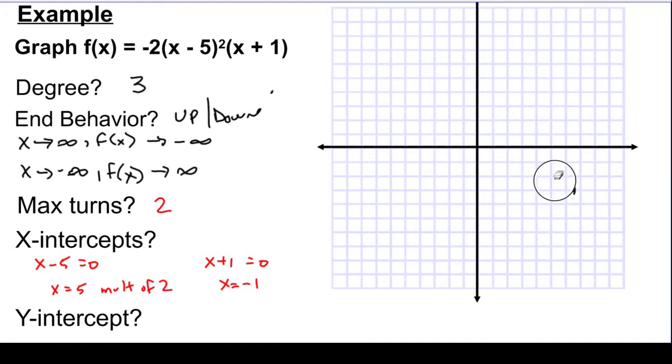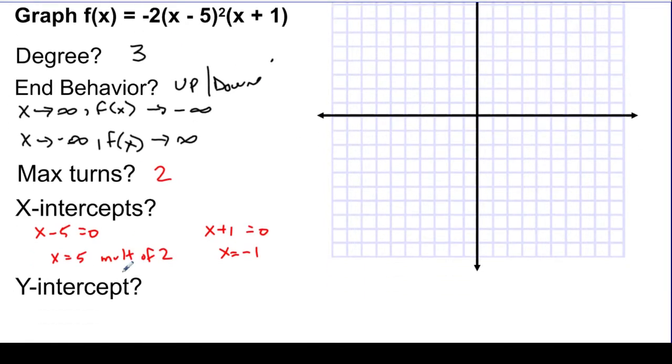Okay, so we're going to take all this information, and we're going to graph. Oh, let's do the y-intercept, and then we'll graph it. For the y-intercept, remember, we're just going to take our function and see what happens when I plug in 0. So in this case, I'm going to do negative 2 times 0 minus 5 squared times 0 plus 1. This looks like negative 2 times negative 5 squared times 1.